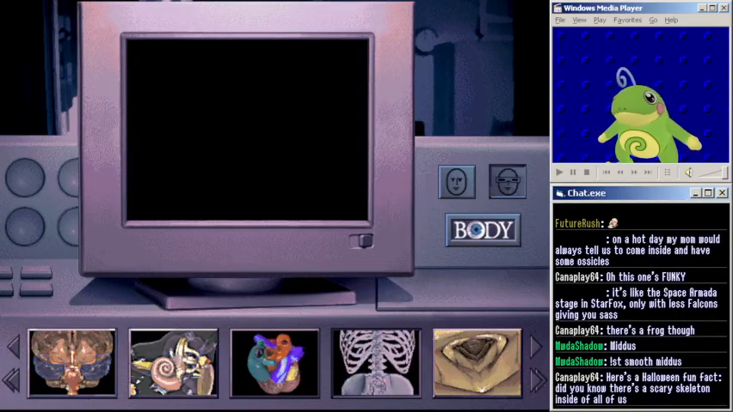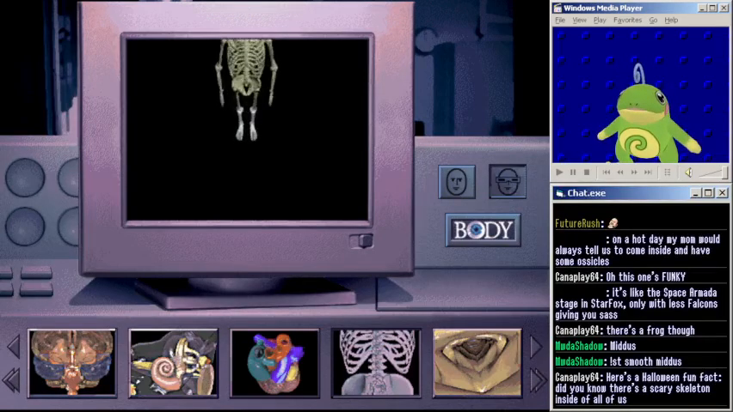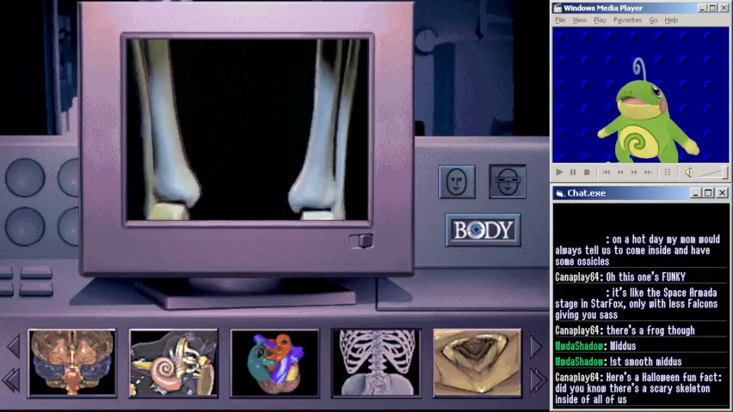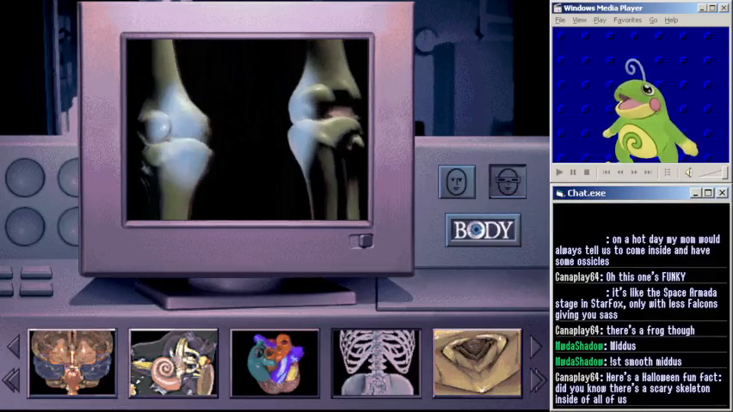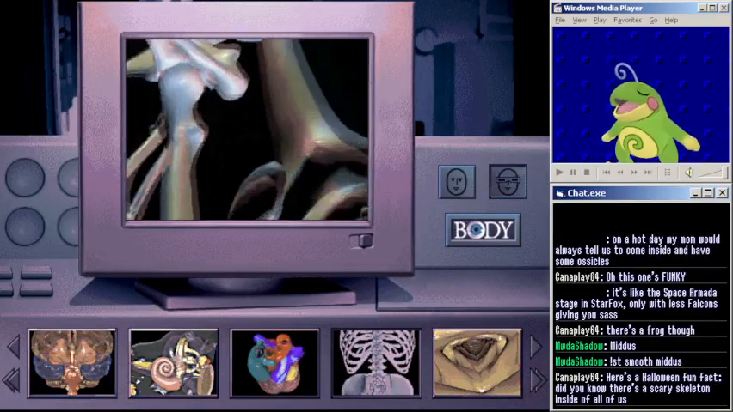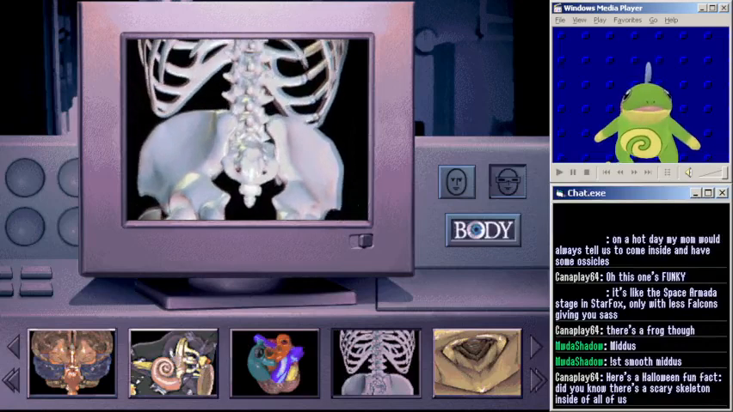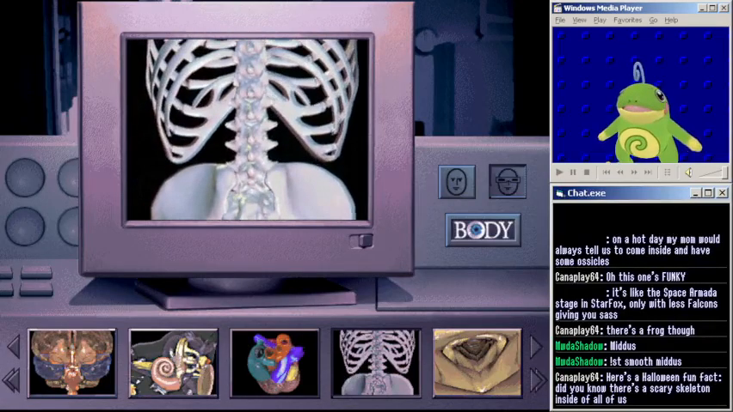Here's a Halloween fun fact. Did you know there's a scary skeleton inside of all of us? Oh, that was the joke that I started this off with. I said, well, you know what it is, it's October, the month of Spooky Ween. And there's nothing spookier than the human body. Because there's a skeleton inside every single one.